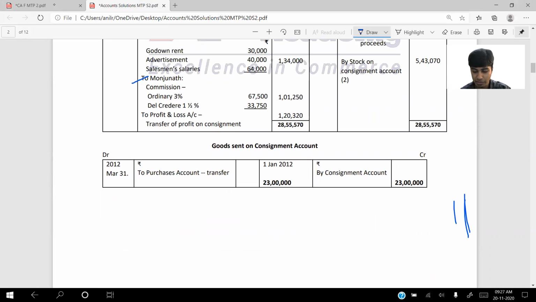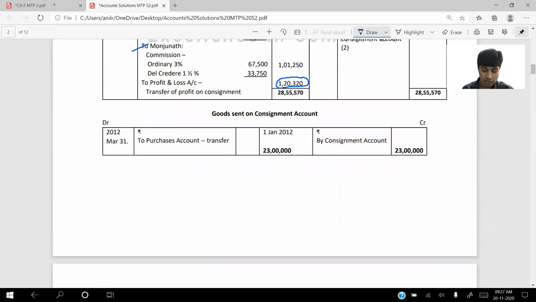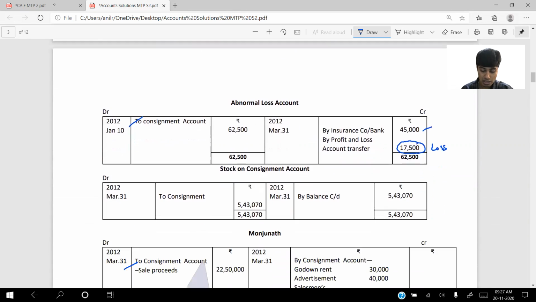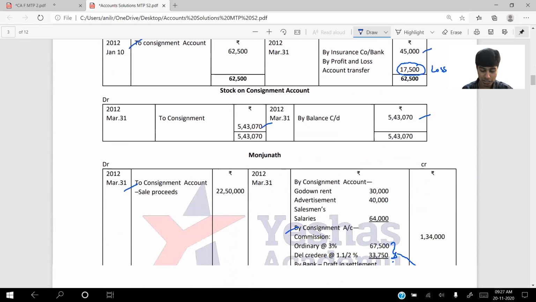Yeah, stock on consignment. That's the part, and that's an easy one, not much tricky. And we'll find this profit and loss as the balancing figure. And this goods sent on consignment has come from consignment account, and the same thing will be reduced from our trading account purchases. Abnormal loss account closed, closing stock consignment. We write this and then we carry it forward to the next year.